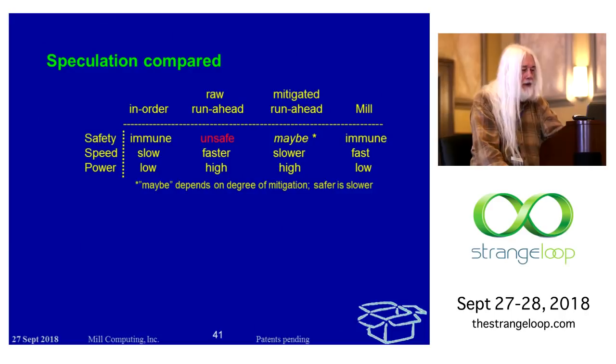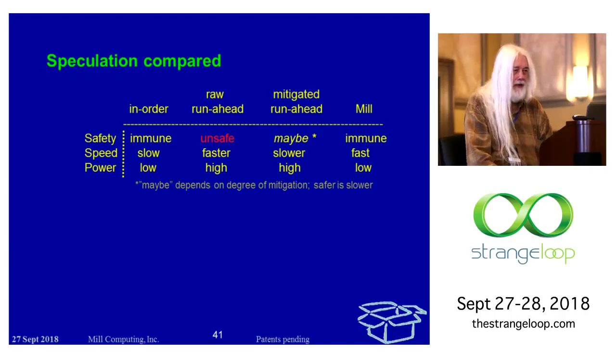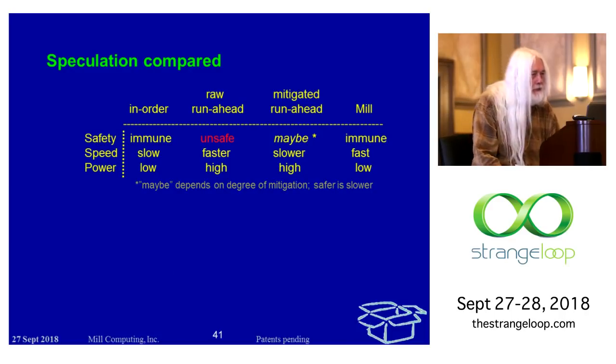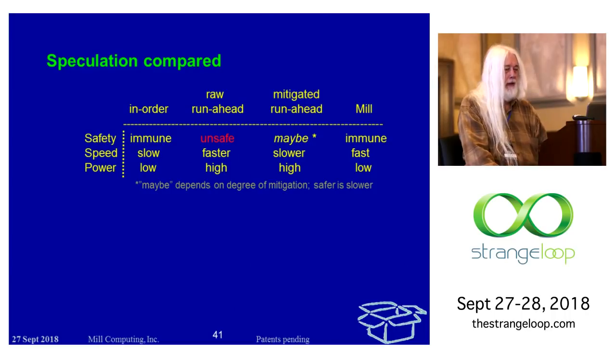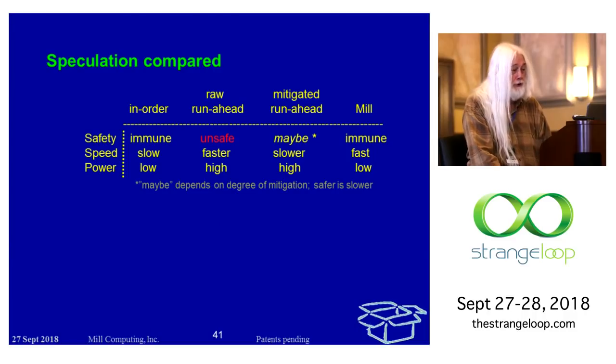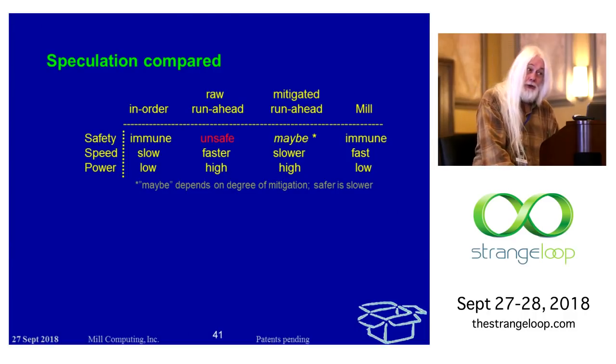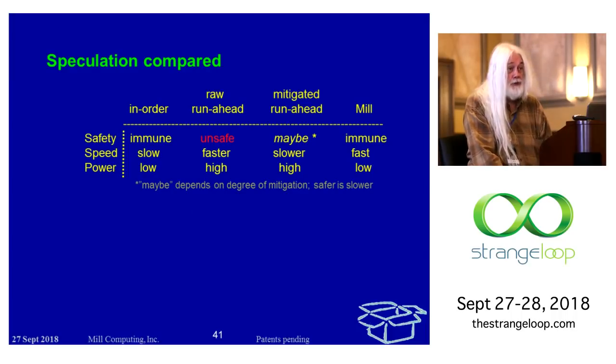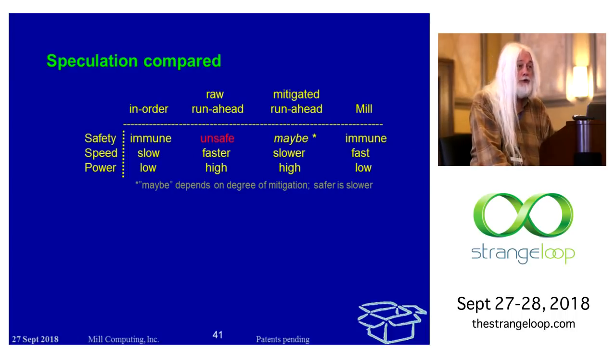Now, if you compare these different approaches, in-order, your Z80, it is immune. If you have anything where you really care about security, this is a very good choice to use. It's slow, it's very low power, extremely economical, and dirt cheap. They're like 7 cents a piece in volume.